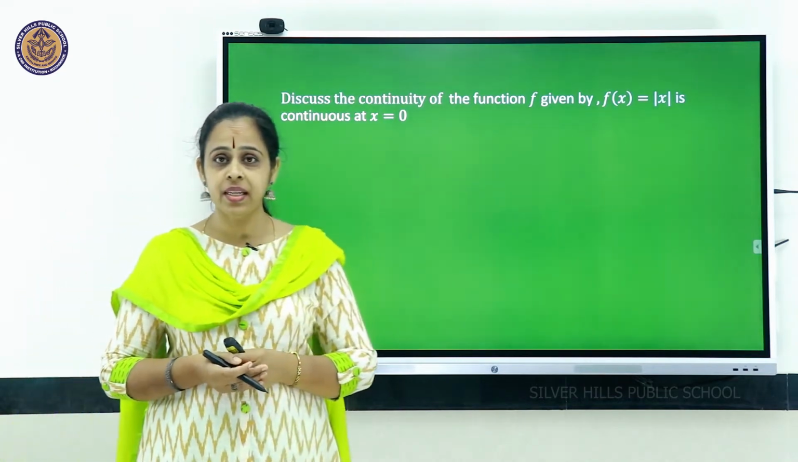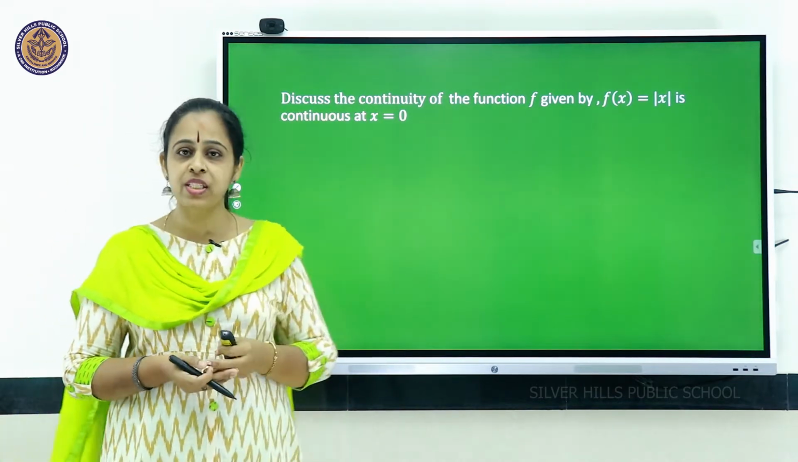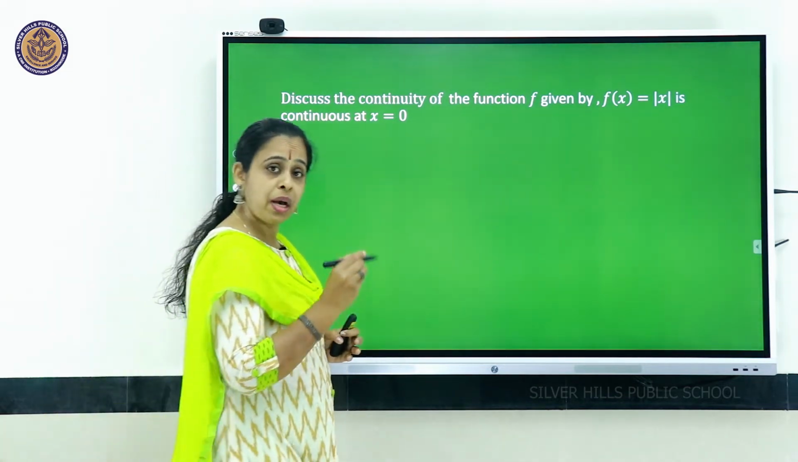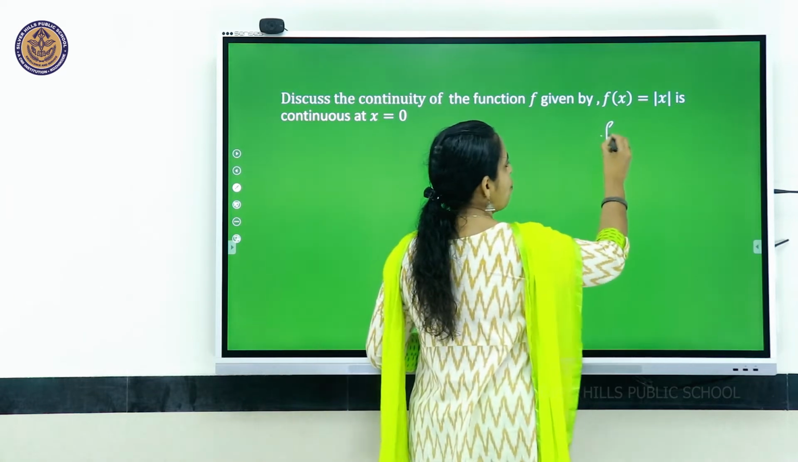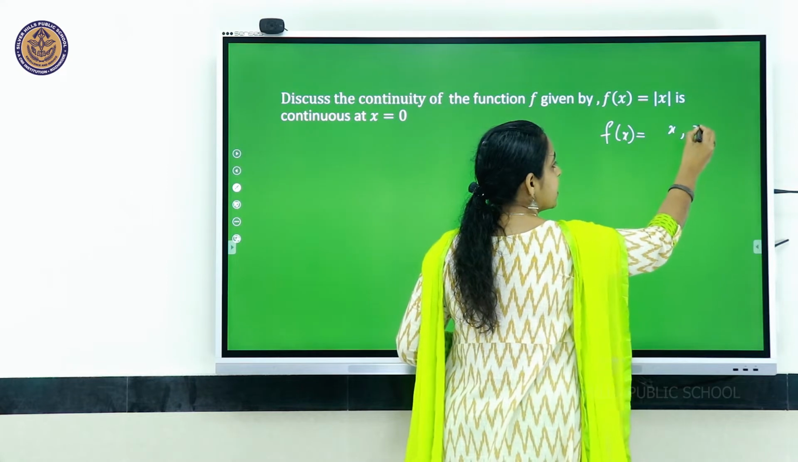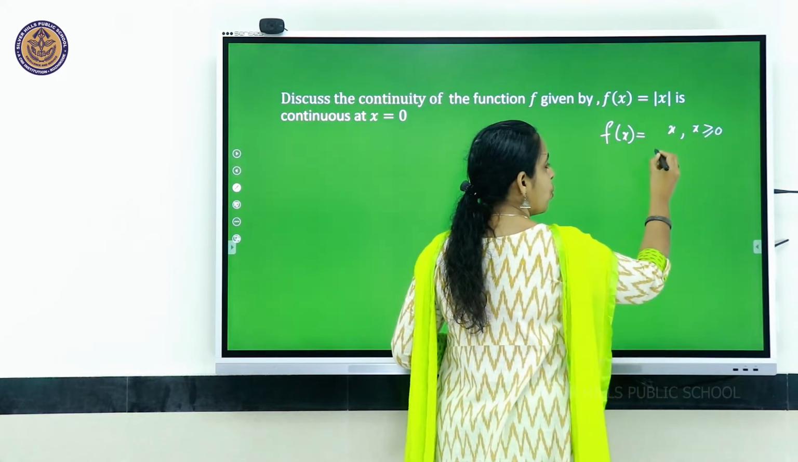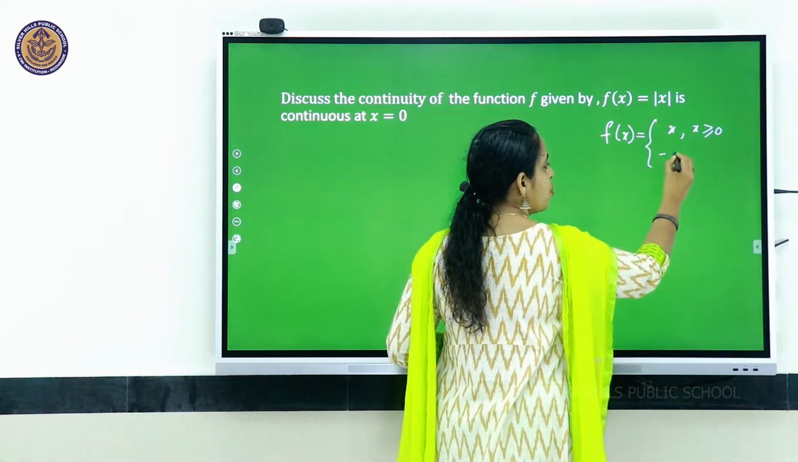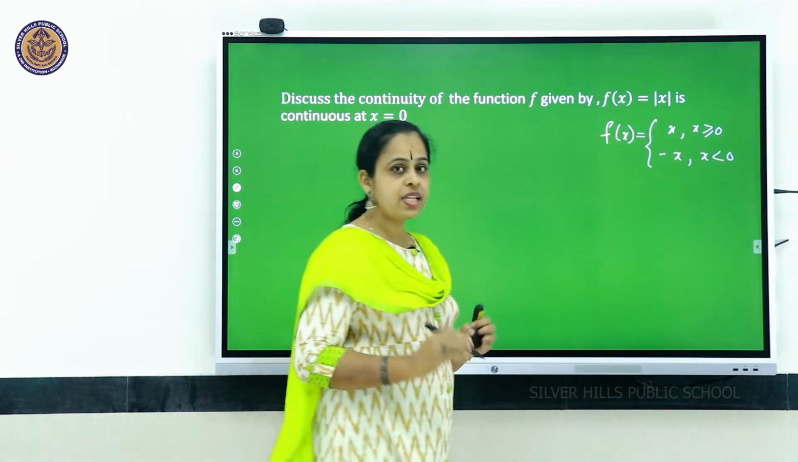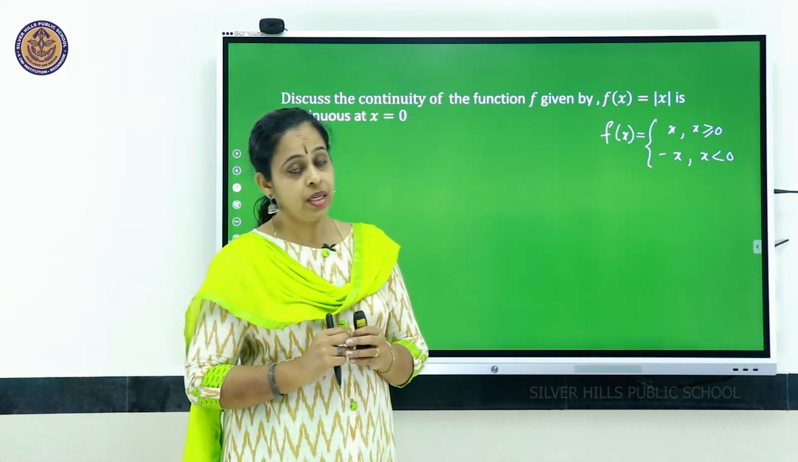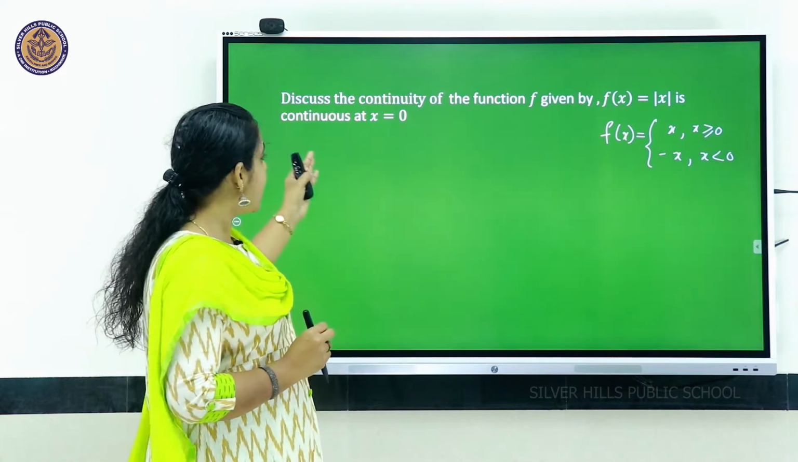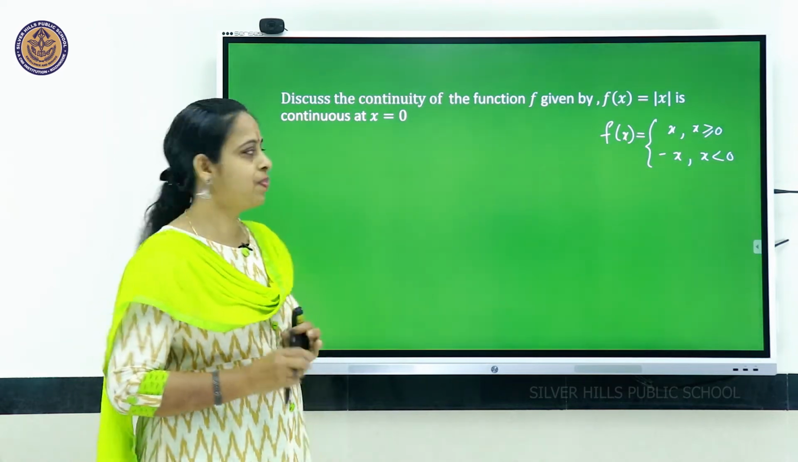Coming to next question, a very important function, the modulus function, f of x equal to mod x. Now, what do you mean by mod x? F of x equal to x when x greater than or equal to 0 and it is equal to minus x when x is less than 0. It is having two natures. Now, let us see how to check the continuity of this function at x equal to 0.